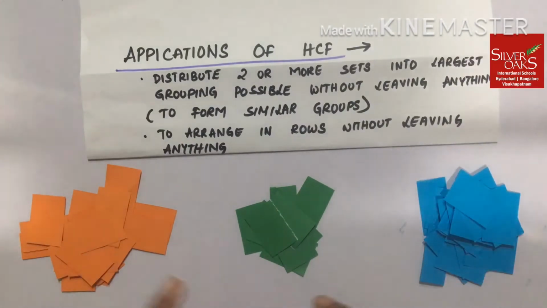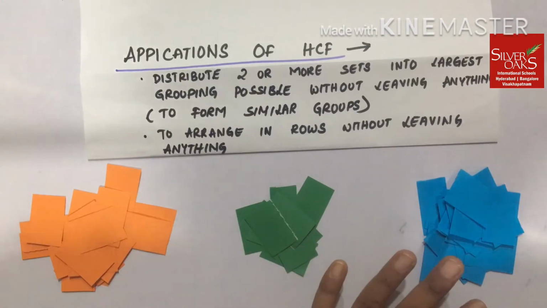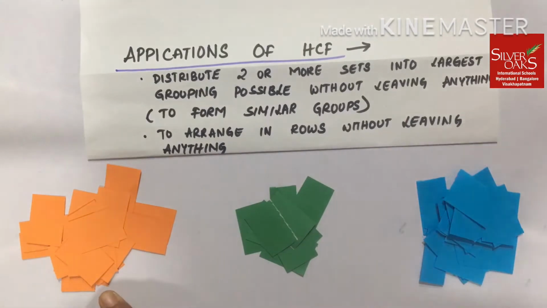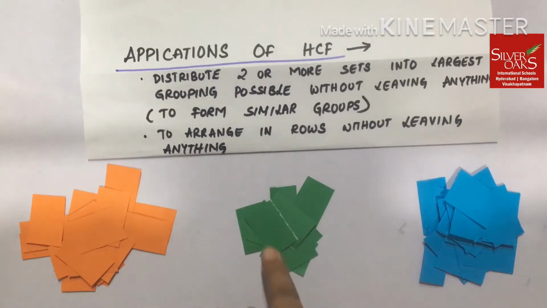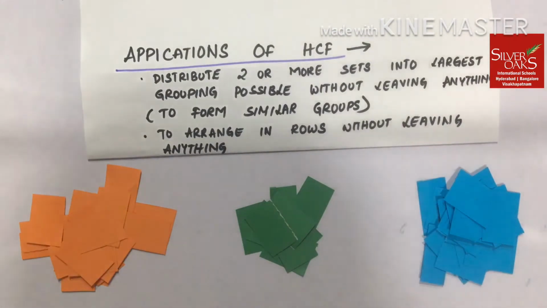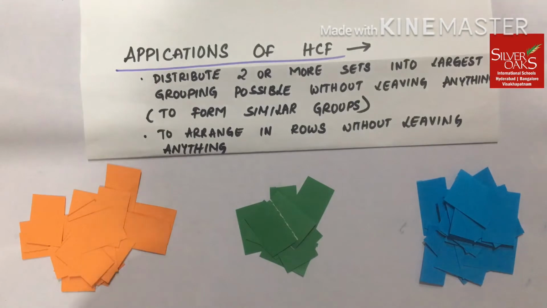I have with me 3 color paper strips. One is my orange, one is my green, and one is my blue. I have taken 24 orange strips, 12 green color, and my blue is 24. Now my goal is to group them to form similar groups, and in such a way that I have the largest groups possible and I am not leaving anything behind. What do I do? How am I going to group them?